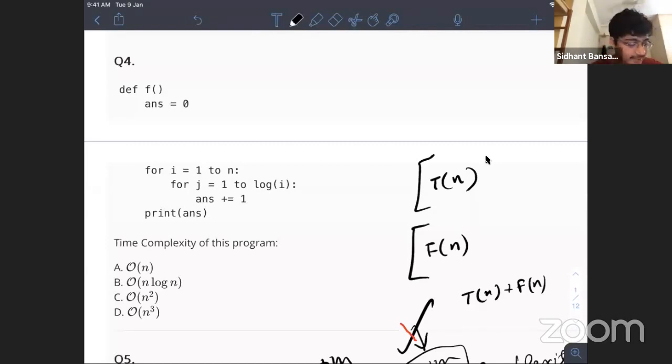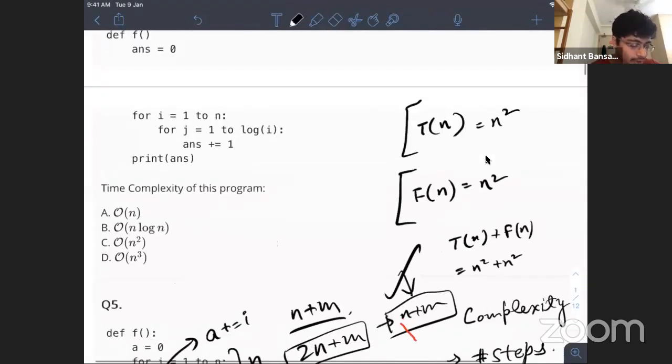So if this is taking, let's say, N square time, and this is taking N square time, this will be N square plus N square, which is actually 2N square, but you can ignore the constant. So you can just say that in complexity notation, it's order N square.